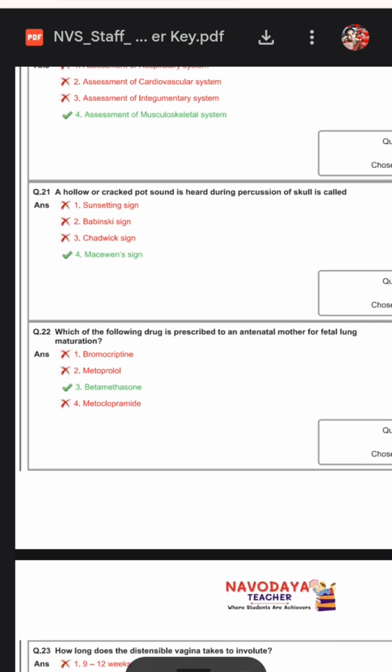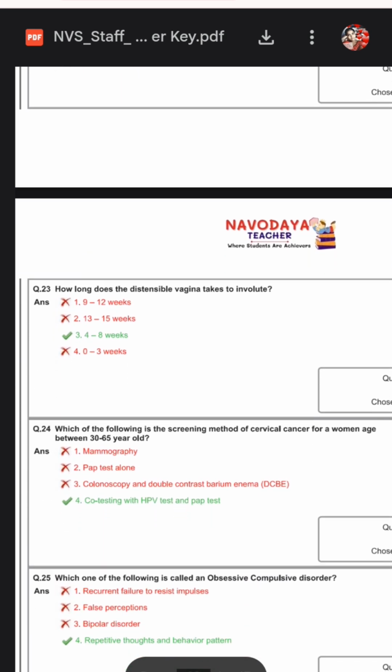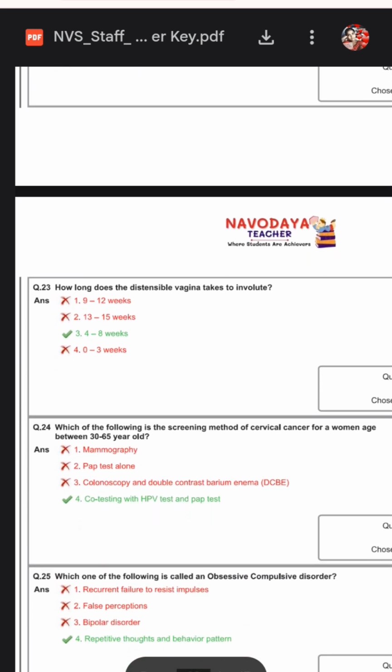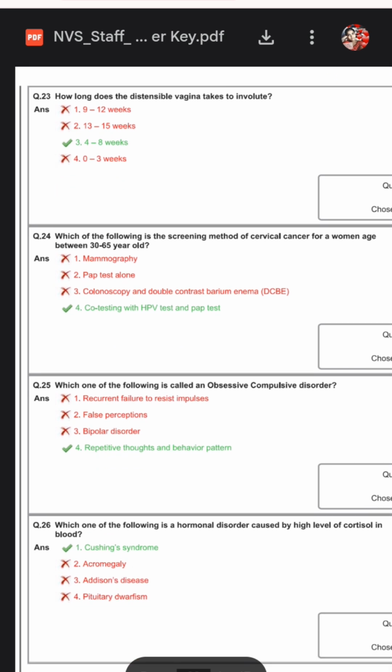Which of the following drugs is prescribed to an antenatal mother for fetal lung maturation? The correct answer is betamethasone. How long does the distensible vaginal tube take to involute? The correct answer is 4 to 8 weeks. Which of the following is the screening method for cervical cancer for a woman aged between 30 to 65 years old? The correct answer is co-testing with HPV test and PAP test.